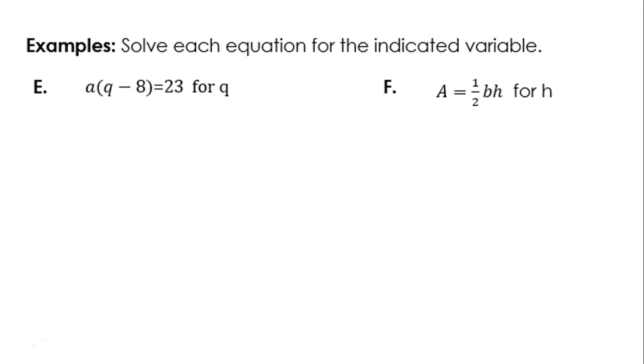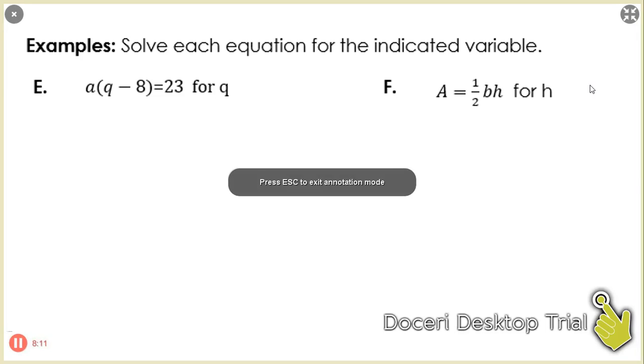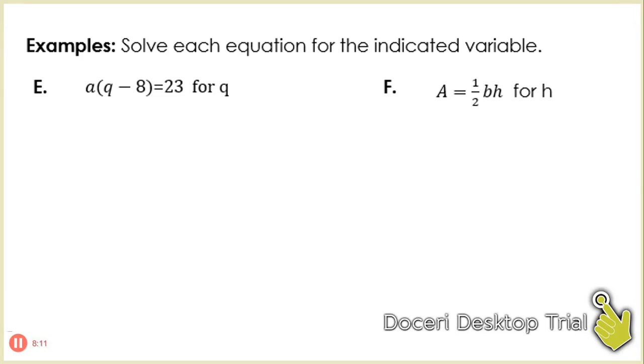And then we have E, which says solve the following equation for Q. Notice Q is inside the parentheses. So we're going to deal with what is outside the parentheses first. We're going to deal with the A. The A is connected by multiplication. So the inverse of multiplication would be to divide. So we're going to get rid of the A by division. So we now have Q minus 8 equals 23 divided by A.